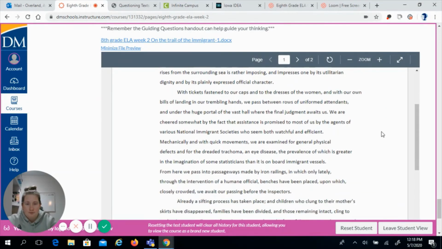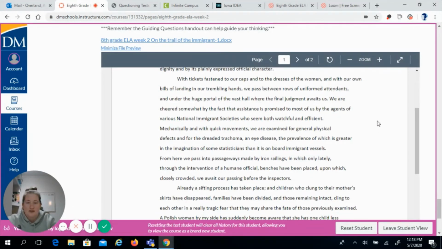So, with tickets fastened to our caps and to the dresses of women, and with our own bills of landing in our trembling hands, we pass between rows of uniformed attendants and under the huge portal of the vast hall where the final judgment awaits us. We are cheered somewhat by the fact that assistance is promised to most of us by the agents of various national immigrant societies, who seem both watchful and efficient.